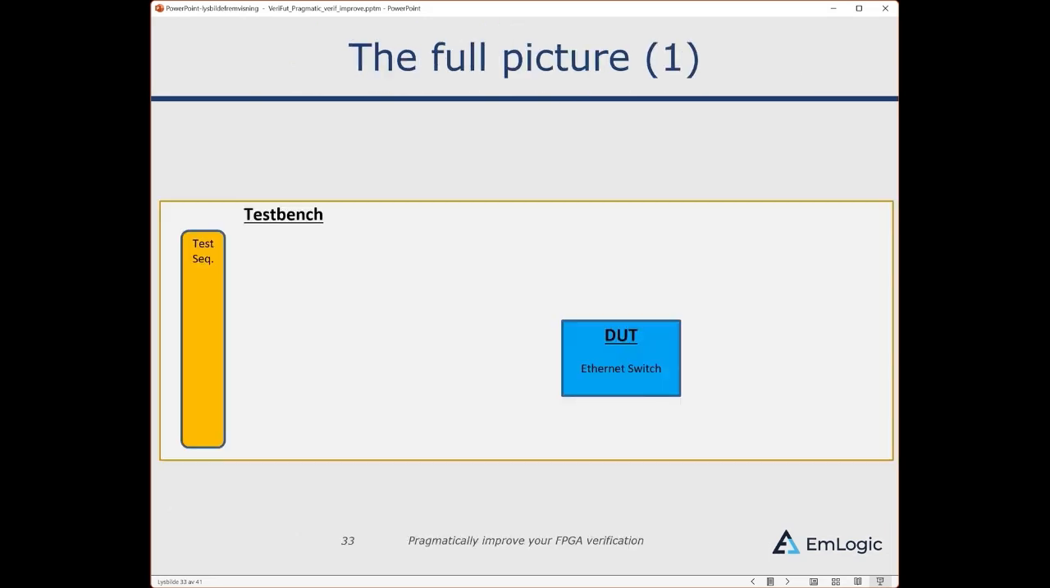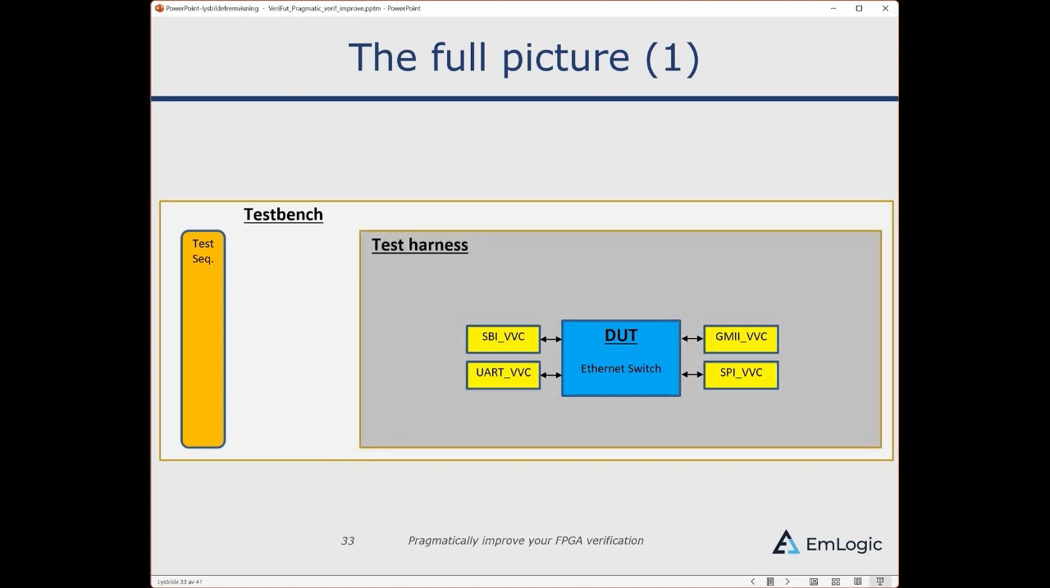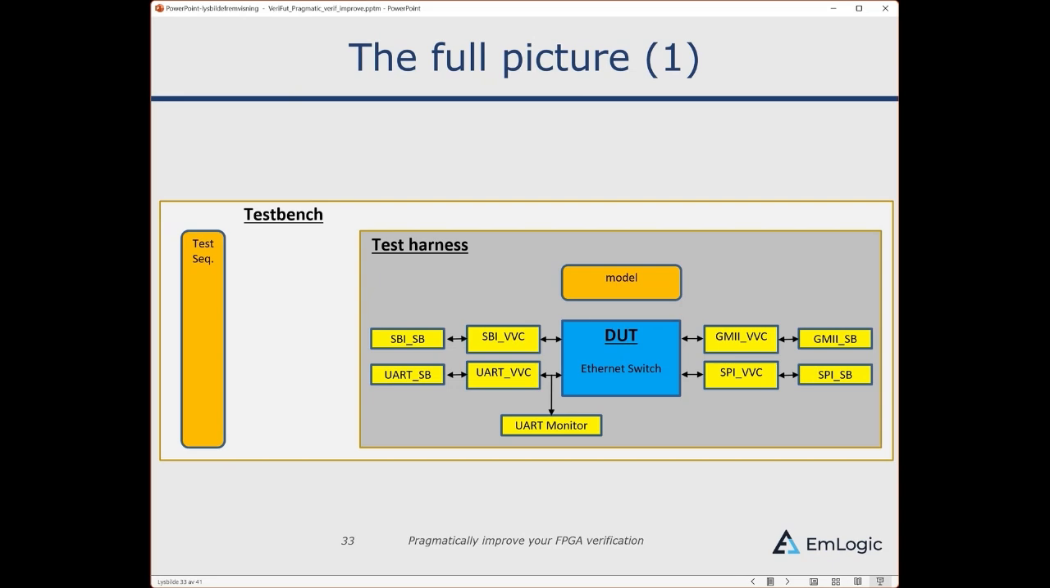Now let's look at the full picture. And again, look at the argument: is this too much? So we have the verification components connected there. I have a test harness. We might have our scoreboards as well. And we maybe have a model. We might even have a monitor here to check what's actually happening if we, for instance, insert errors in the protocol. We could have a watchdog timer, an activity watchdog.